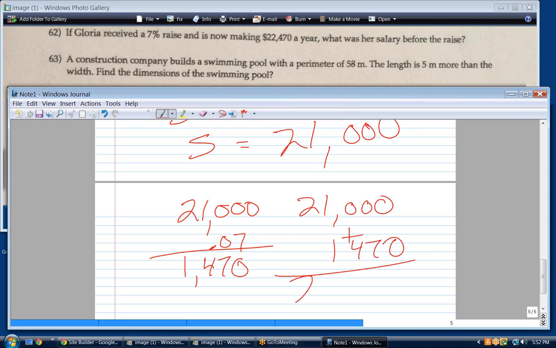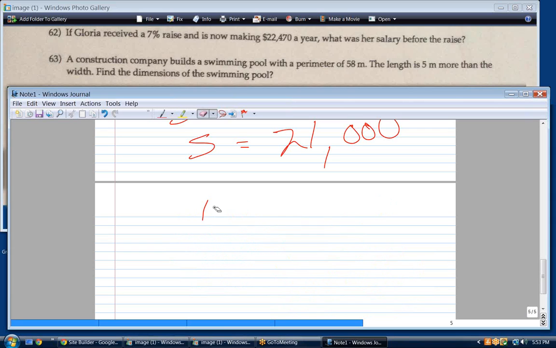And I get 22,470, the amount that we're supposed to get. So we did it right. But notice that instead of multiplying 21,000 by 0.07, I would have been just as well to multiply it by 1.07, and then I would have gotten that figure immediately. Okay, that makes sense.